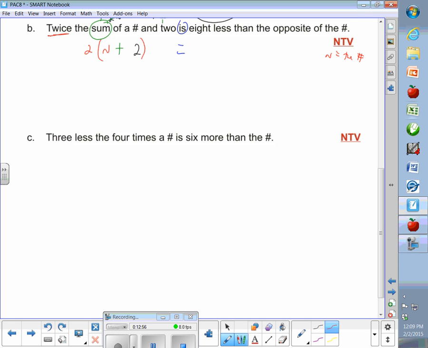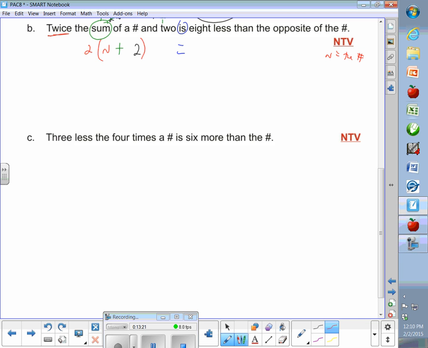And that is 8 less than the opposite of the number. Oh, this is a good one. All right. Twice the sum of a number and 2 is 8 less than the opposite of the number. It's awesome. It's so awesome.